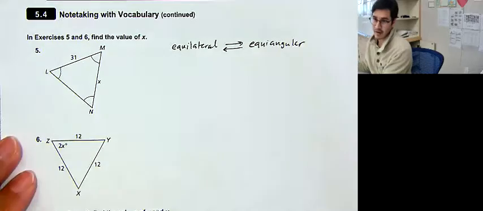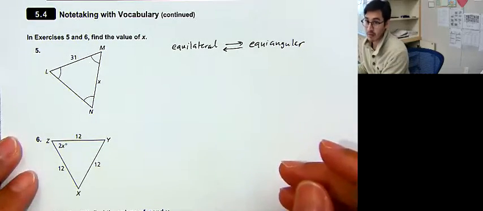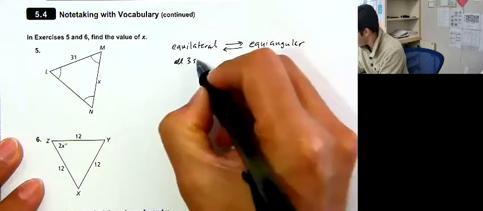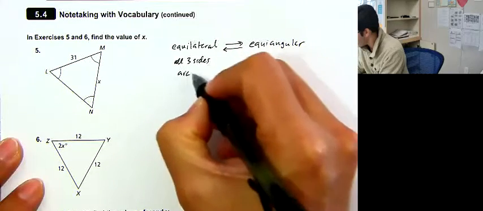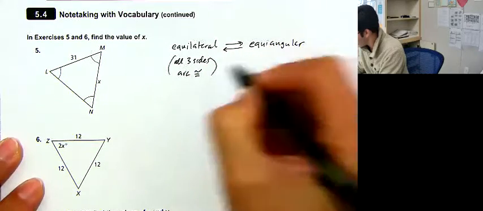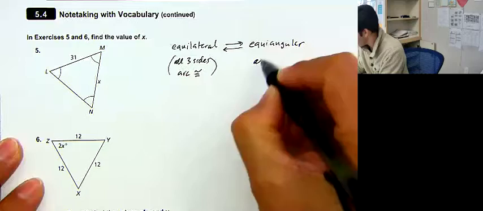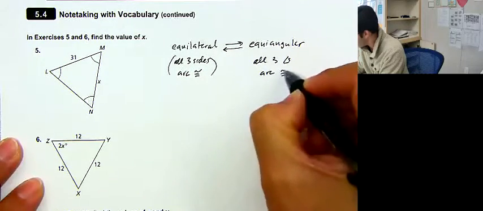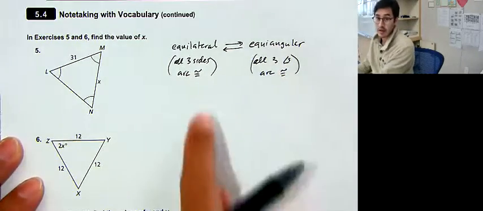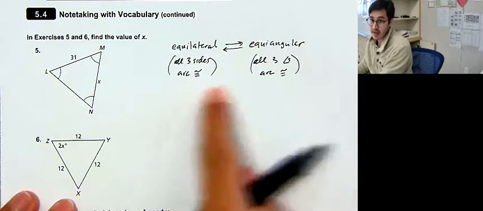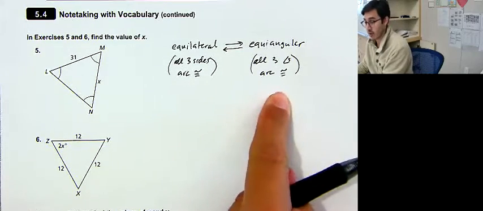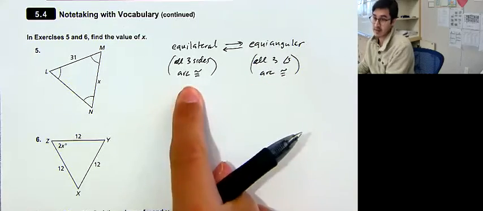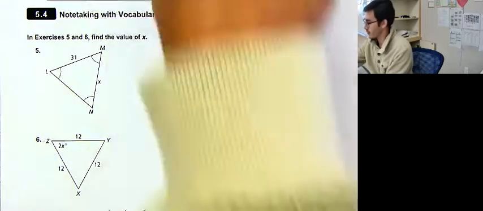Okay. Now these are very fancy sounding words. What do they really mean? Equilateral means that all three sides are congruent, and equiangular means that all three angles are congruent. Okay, so if a triangle has three congruent sides, then we can claim it has three congruent angles, and vice versa. If it has three congruent angles, then we can claim it has three congruent sides as well.